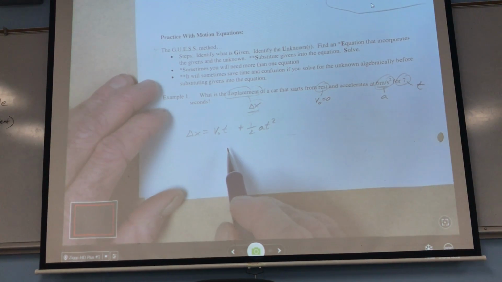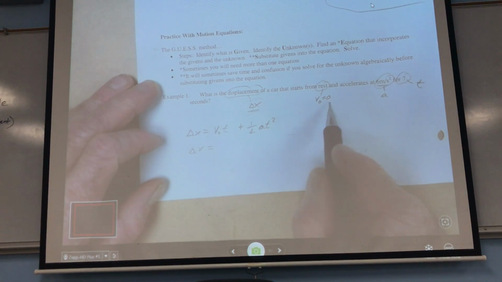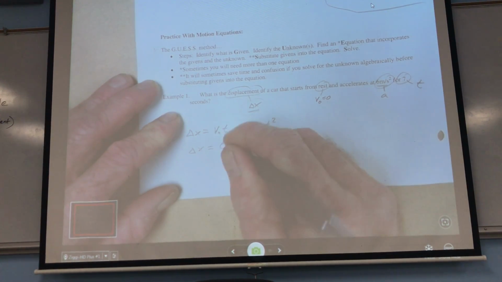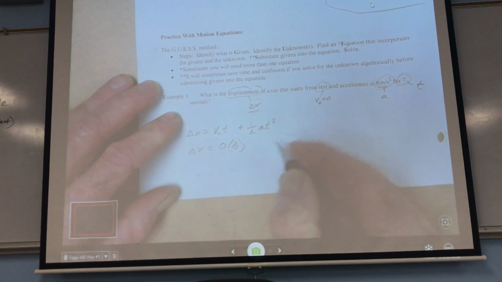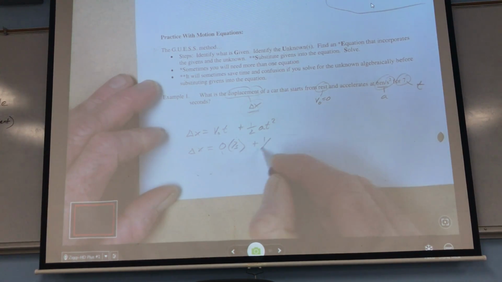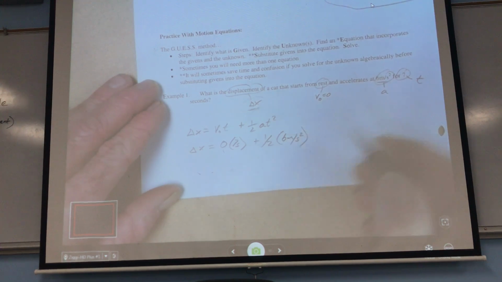So I can just plug and chug from here. Delta x is what I'm looking for. V0 is 0, so this is 0 times t. I don't really need to put t in there, but I might as well, just to make everything really obvious, 7 seconds. That's going to go away. Plus 1/2 times the acceleration, which is 6 meters per second squared, times the time. Don't forget to square it. People forget to square it all the time.